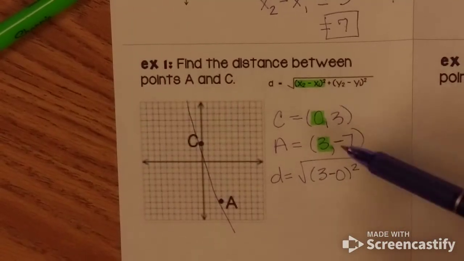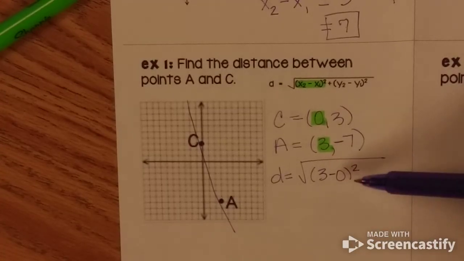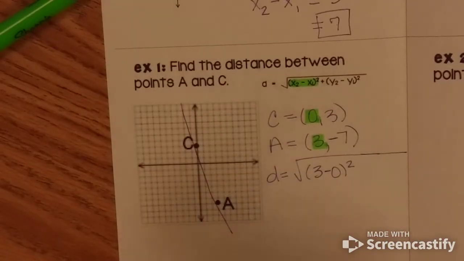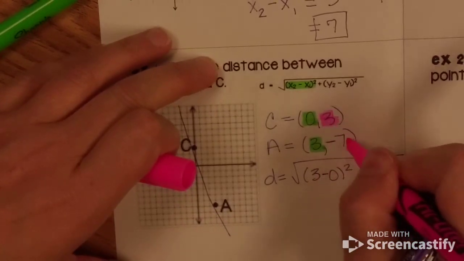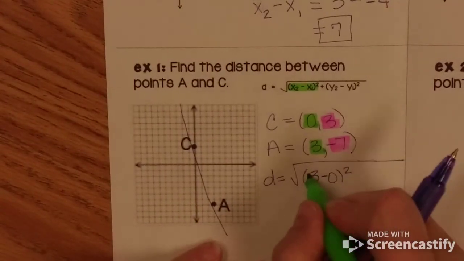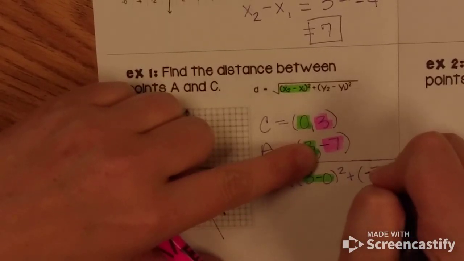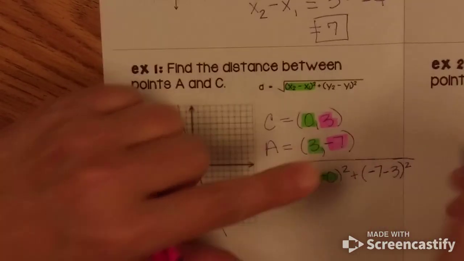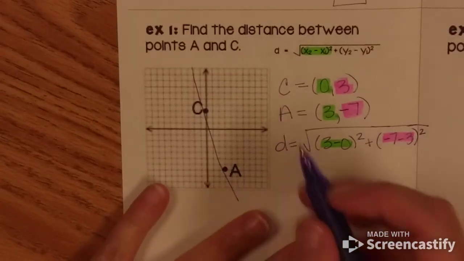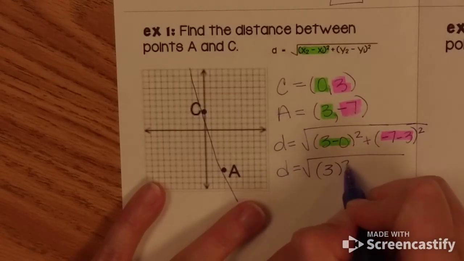And it doesn't matter what order you go in for this one. You could go 0 minus 3. Just make sure you continue to go 3 minus -7 if you do the second one. So I subtracted my x's and I wrote it squared. And then I'm going to have to highlight the second letter, which is the y, and I'm going to subtract those. So, oops, I forgot to highlight this green. Okay, plus, and now I'm going to subtract my y's, -7 minus 3 squared. And I'm done writing down my formula. Now we just figure out what that's worth. So 3 minus 0 is 3. I'm going to keep it in parentheses and square it.